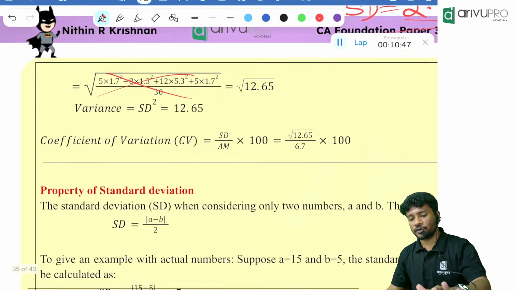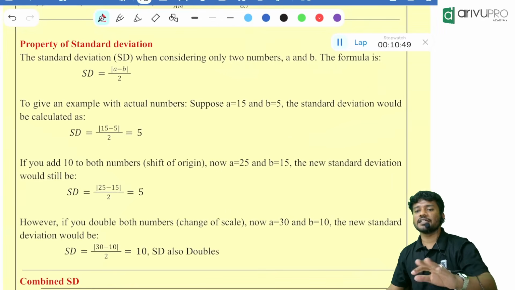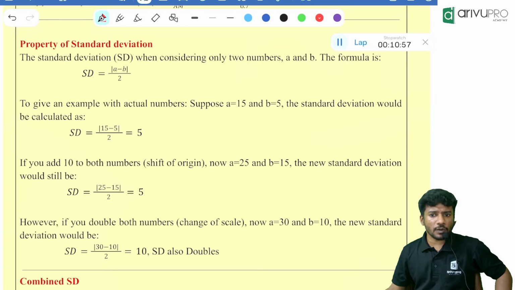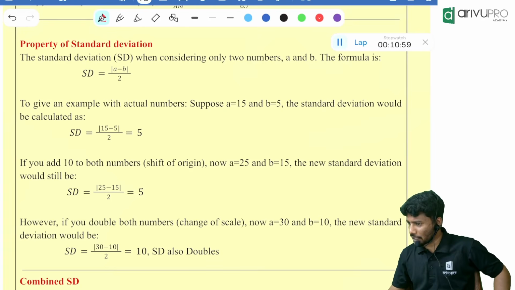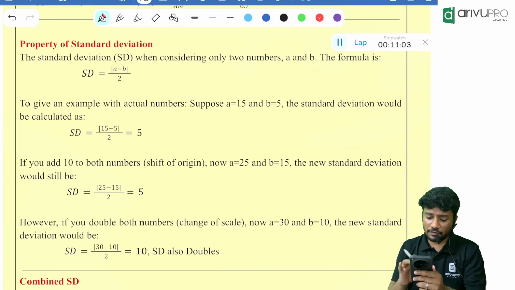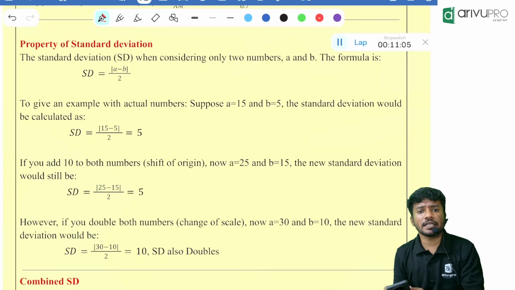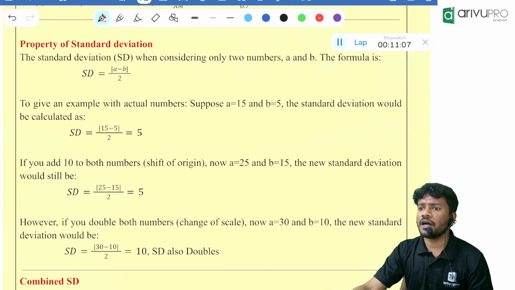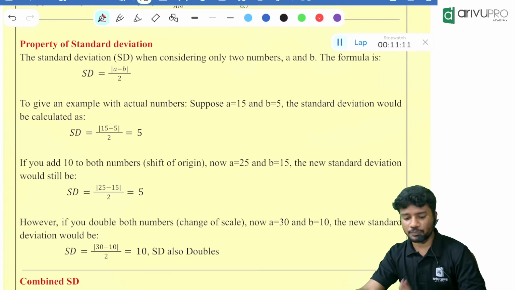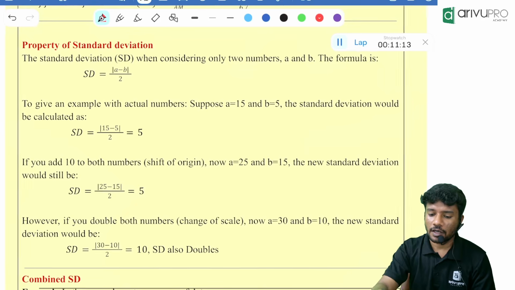What is the method for doing it now? Method is very easy. Formula we will use: root of f into x minus x bar the whole square divided by n for group data. If it is ungrouped, we will be writing root of sigma x minus x bar the whole square divided by n. That is completed.